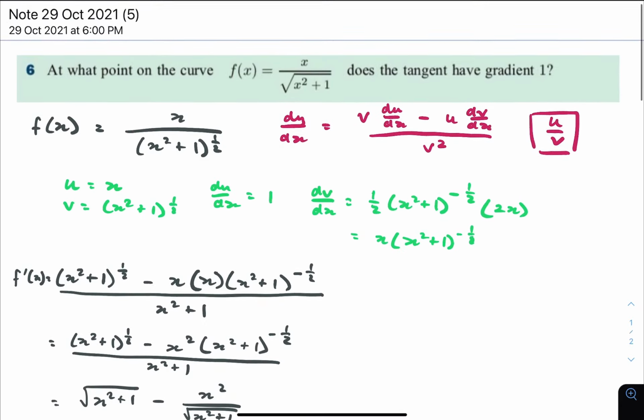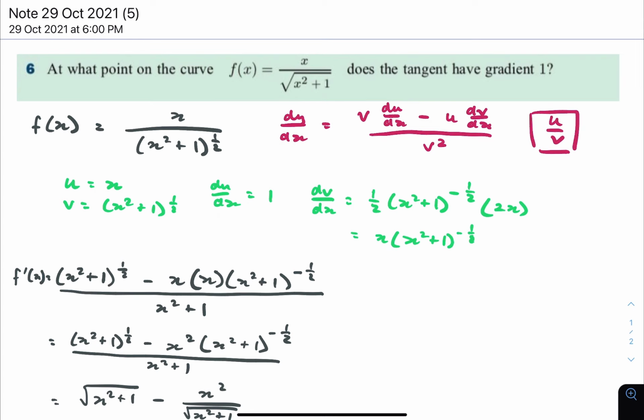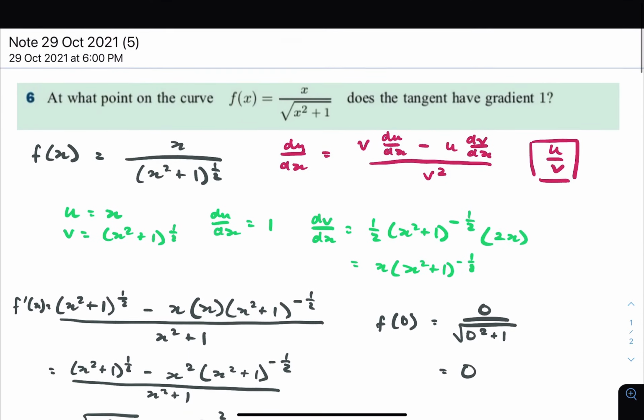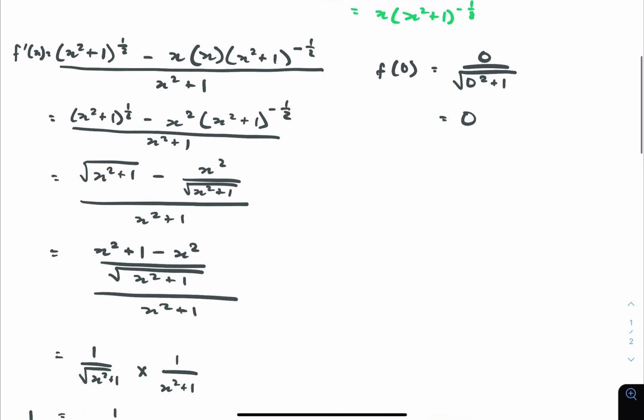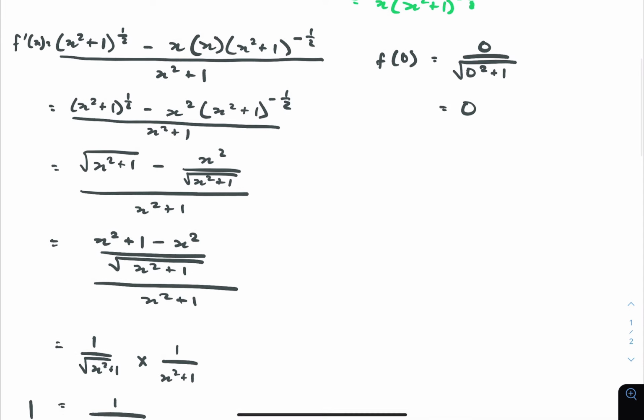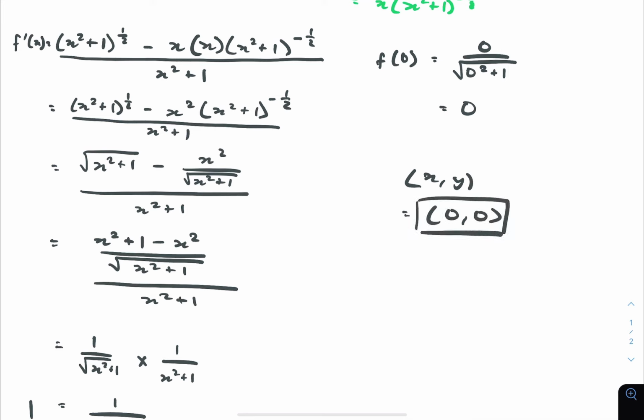Now we need to find the y coordinate. So we simply put it into this curve. f of 0 is equal to 0 over root of 0 squared plus 1, which is still 0. So the point on the curve where f of x has a gradient of 1 is the point where x, y is equal to 0, 0. So the origin.